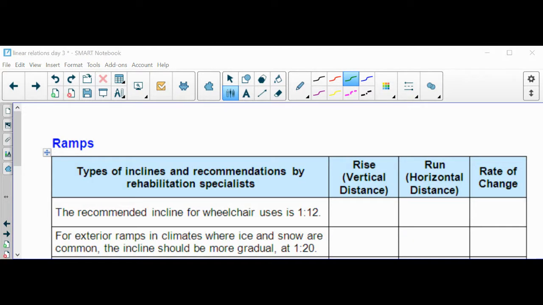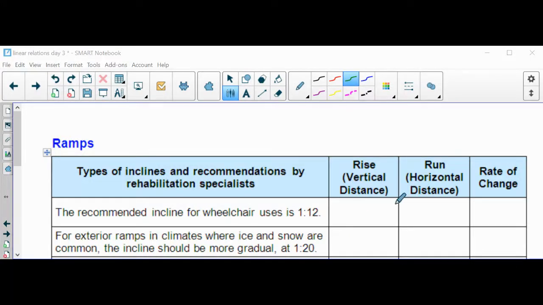So the next thing we're going to look at, which will help us with thinking visually about rates of change, is ramp inclines. And there are actual building codes that dictate the proper vertical height to horizontal distance.